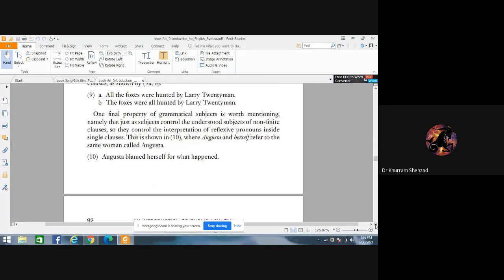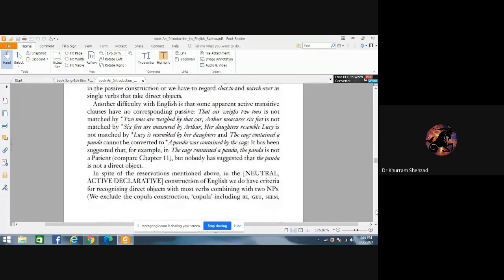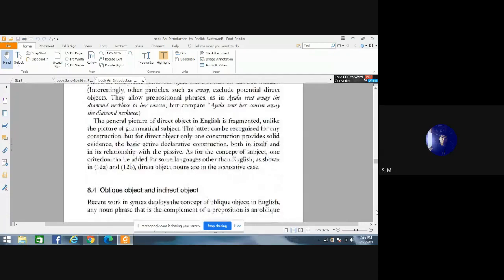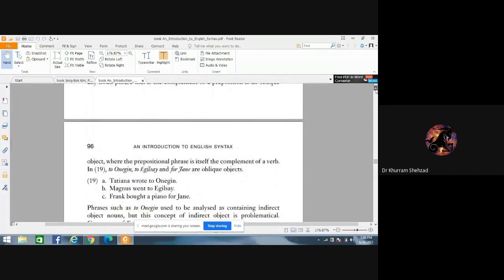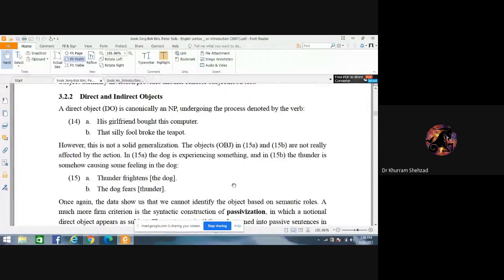And one more point that we talked about in our last class was about reflexive pronouns, and we read that the subject also controls the reflexive pronoun. Is that okay, ji? Yes, sir. Any other question now which is in your mind, you can ask, otherwise I shall move forward. Ji, is this clear? Yes, sir.